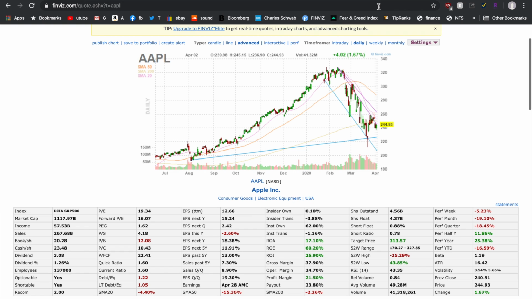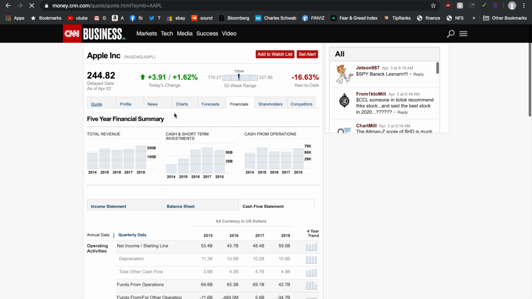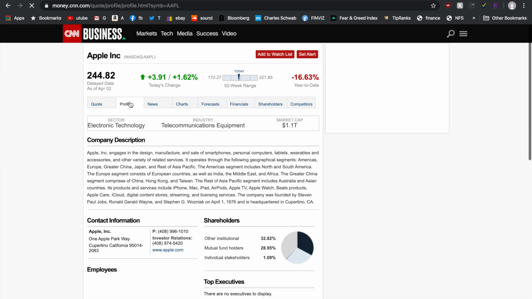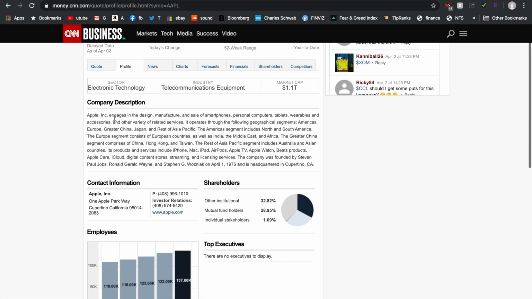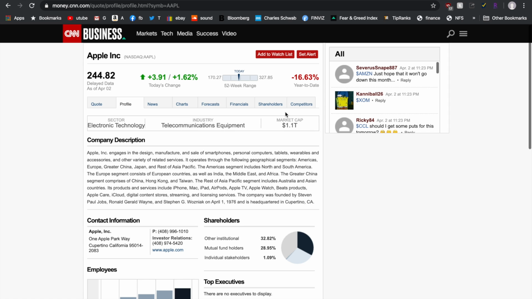Okay, so one other thing that I wanted to note is here. If you go into quotes for CNN Business, and then here you can see the profile. Actually, no, let's go to profile. Okay, so here you can see a company description. You can see what sector it's in, electronic sector, industry, which is the telecommunications industry. And then you can see its market cap. It's one of the largest publicly traded stocks in existence. So it's over $1 trillion, which is massive. That's really great.